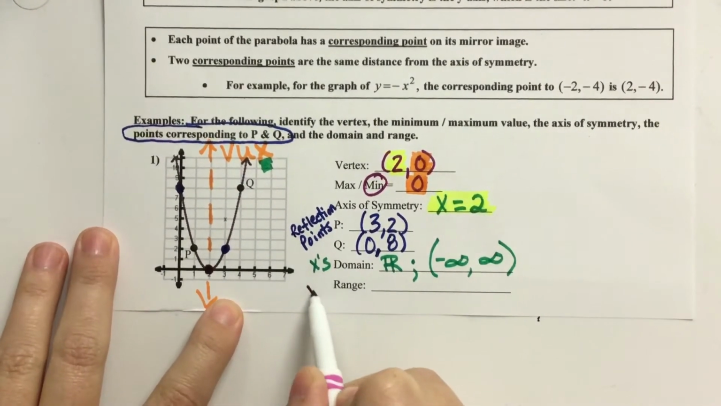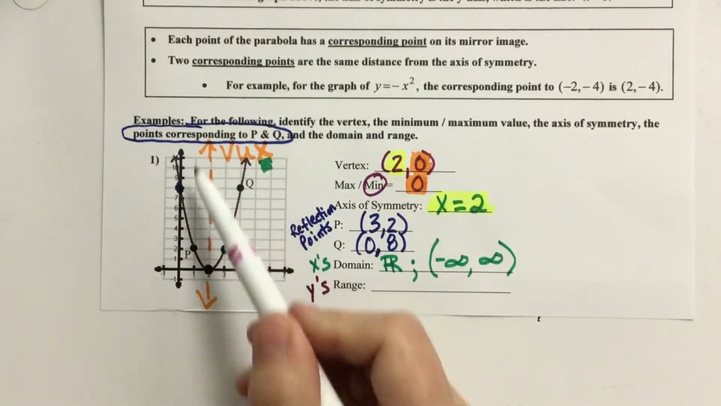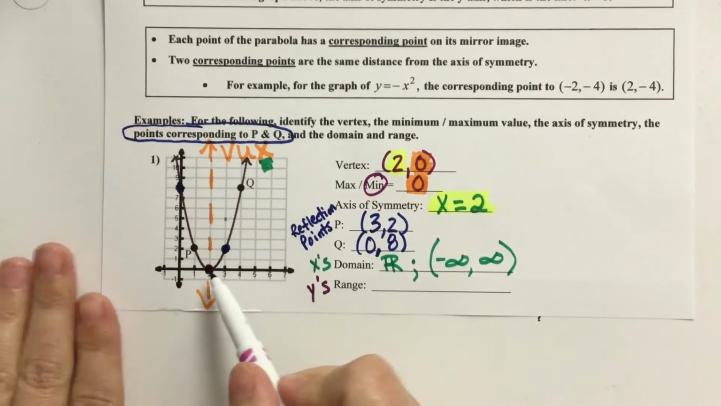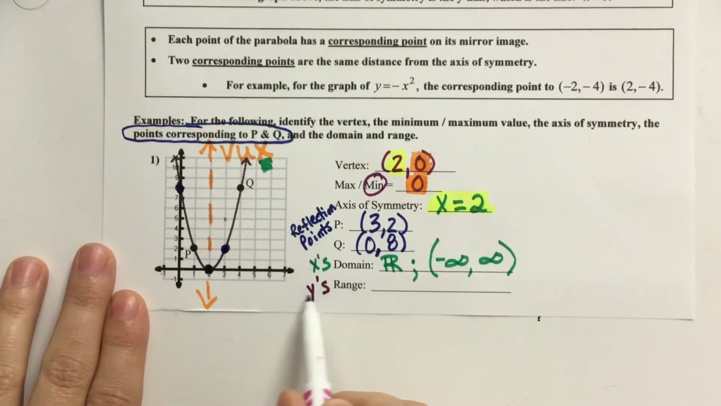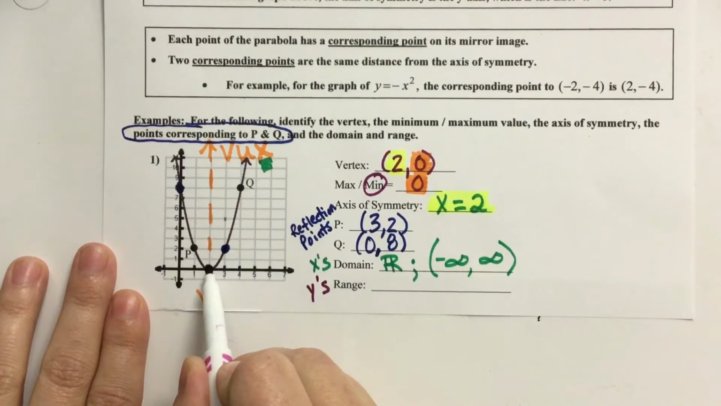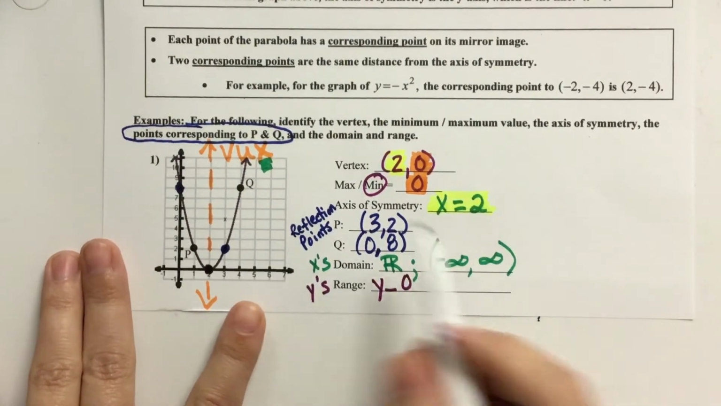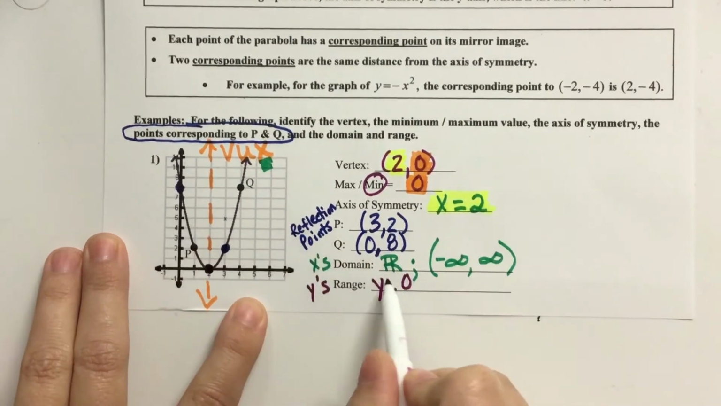Okay, range, these are our y's. So now we're looking up and down because the y-axis runs up and down. So I can see this graph goes forever up, but not forever down. This is my lowest spot that the graph goes. So I want to know the y value there. What's your y value right here? 0. So your y starts off equaling 0, and then when you go up, up, up on this side, or up, up, up on this side, your y's get greater.